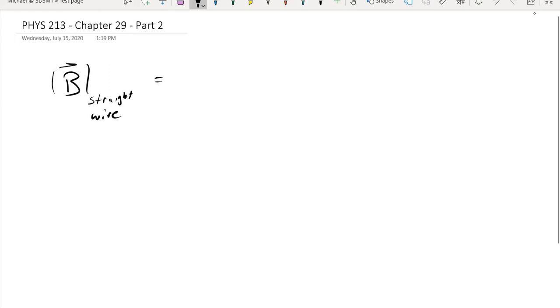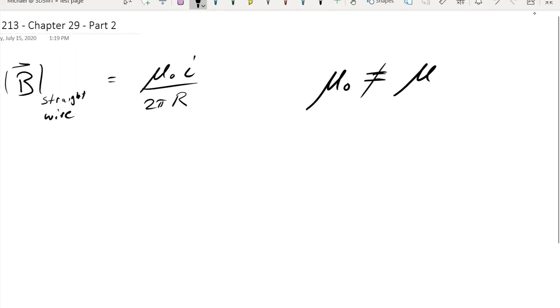which, just to review, is mu naught I over 2 pi r. And mu naught is the permeability for magnetic systems. And we don't want to make the mistake of getting this confused with just regular mu, which is the dipole moment for a magnetic coil. This was actually defined in the previous chapter as NIA.